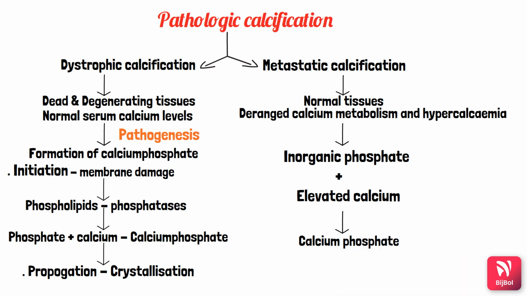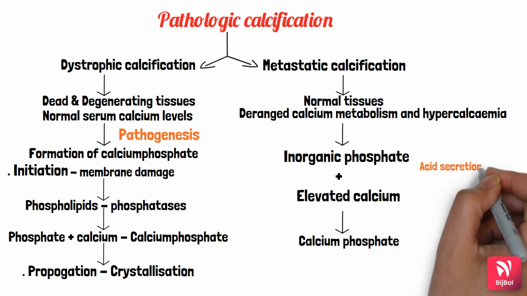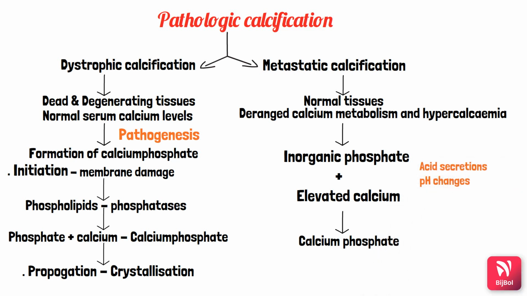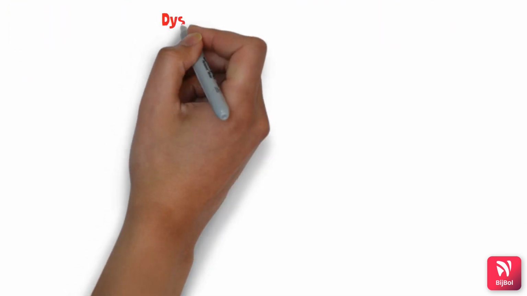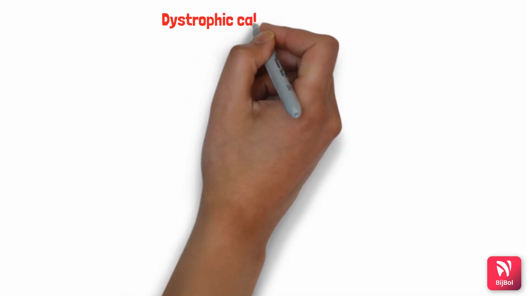But in metastatic calcification, calcification occurs only in a few areas. In which areas does it occur? It occurs in areas showing high acid secretions or areas where there are rapid changes in pH. This metastatic calcification is reversible when we correct the underlying calcium levels, so it can be reversed. Now let's see where dystrophic calcification can be seen. I told you it is seen in dead and degenerated tissues, right?